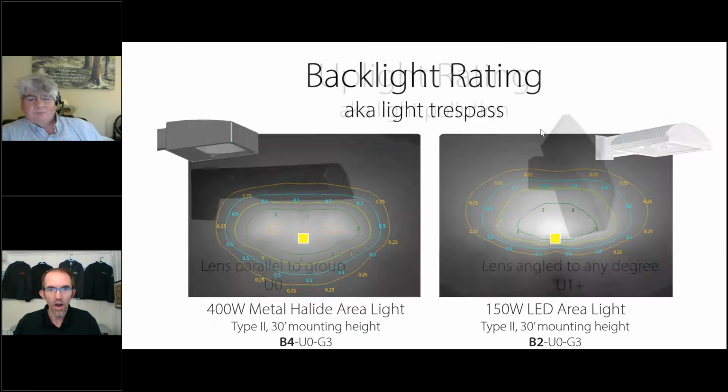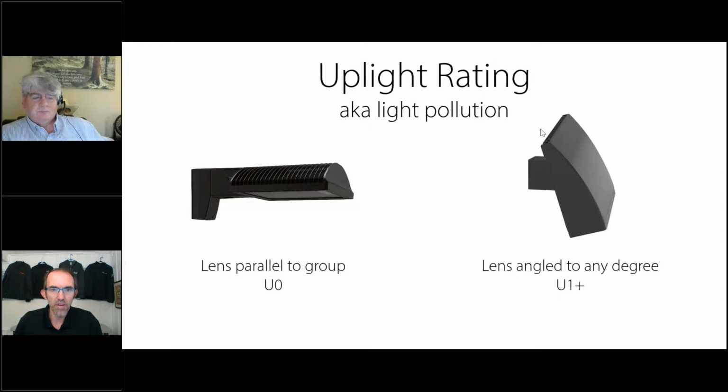Excellent. The next thing that we have here is when we talk about the uplight rating. Some people might refer to this as light pollution. If we have our fixture and that lens is parallel to the ground, you're going to have an uplight rating of 0. Now, anytime you take that lens and you start angling that lens up a little bit where it's not perpendicular to the ground, you're going to get a little bit of an uplighting component.